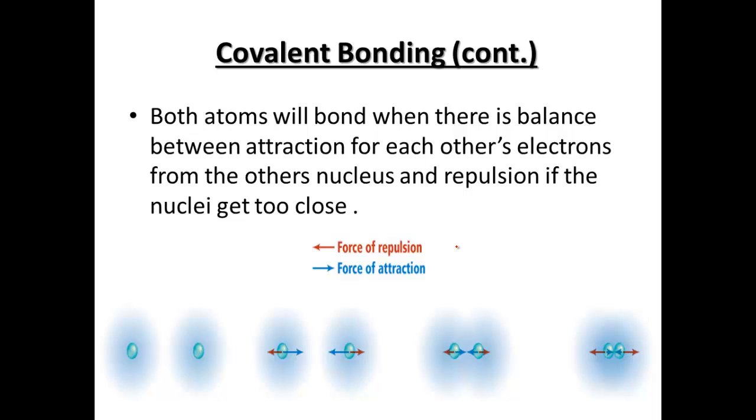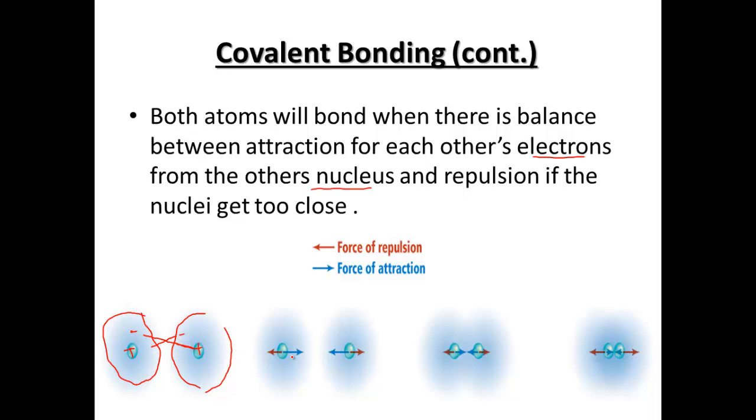So we've got a nice diagram there right below number 4 in your notes. What we're looking at here is both atoms will bond when there's a balance between the attraction for the other's electrons from the other's nucleus. So one's electrons are going to be attracted to the other's nucleus. And then we'll look at the repulsion of the nuclei if they get too close in a second. So we've got kind of the electron cloud of one and the electron cloud of the other, and we've got the positive in the center. So our electrons on the outside are going to be attracted to the nucleus of the other.